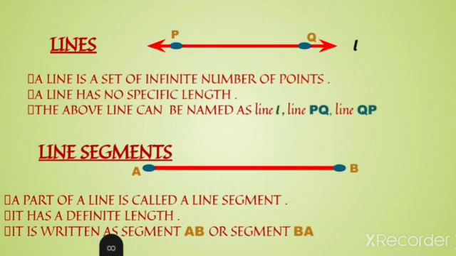A line has no specific length. Yes, my dear students, you can see in the above figure, there are 2 arrows at both the ends. These arrows tell us that a line can be extended in both directions. The above line can be named as line L, line PQ or line QP.